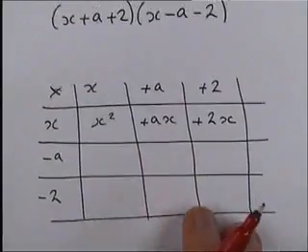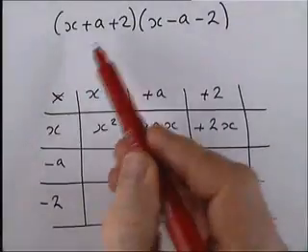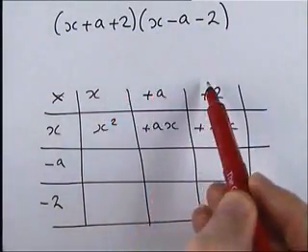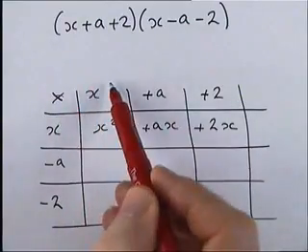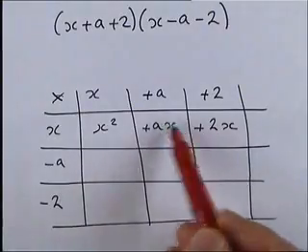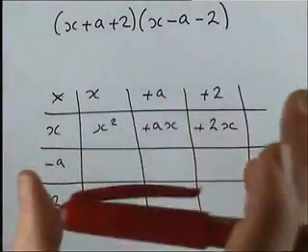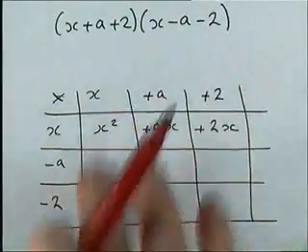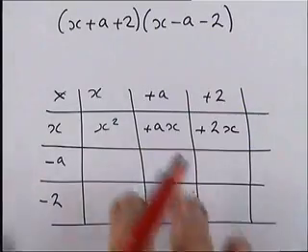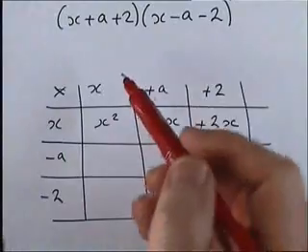Okay, so what you see is I've drawn out my grid and I've started populating it. Now you can see that I've multiplied the x in the second bracket here with every term in my first bracket. So the x times the x makes x squared, the x times the a makes plus ax, and the x times the 2 makes plus 2x. So it's just a way of me getting my results into a structure which reduces the amount of mistakes I make. It's nothing magic, there are no magical tricks going on here. It's just a way of structuring our answer.